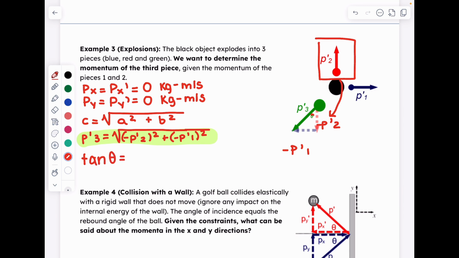And to find this theta right here, my opposite would be P1 over P2. And if I'm really rearranging that to actually get theta alone, it would look like this. I'm going to have to put a slash in there. And that would be my answer.